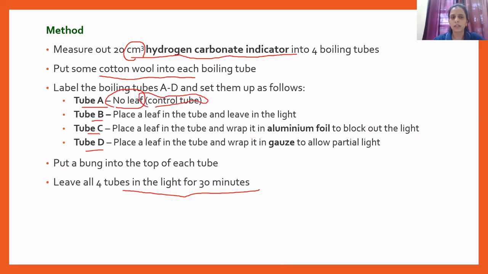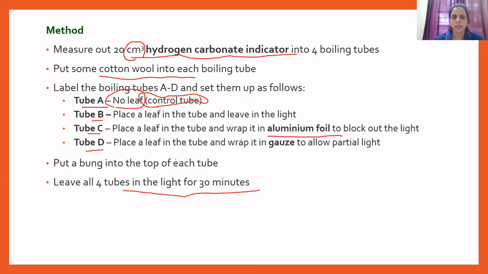We will compare the color of the hydrogen carbonate indicator in the other 3 test tubes with the color in test tube A. No leaf has been added in this test tube because it is a control tube. Then in test tube B you have to place a leaf in the tube. In test tube B we have taken a freshly plucked leaf from a plant. In test tube C you have to place a leaf in the tube and wrap the entire test tube in aluminum foil to block any light falling on the plant.